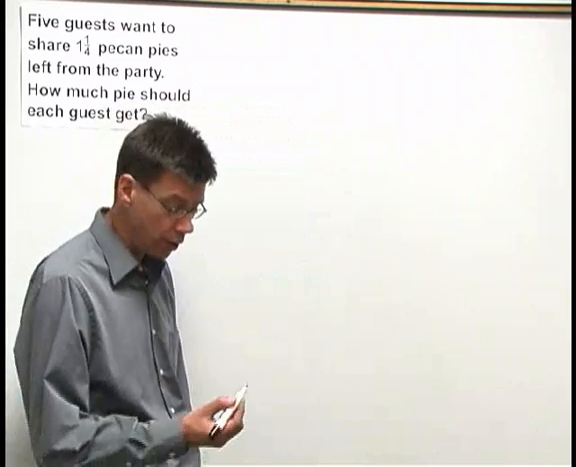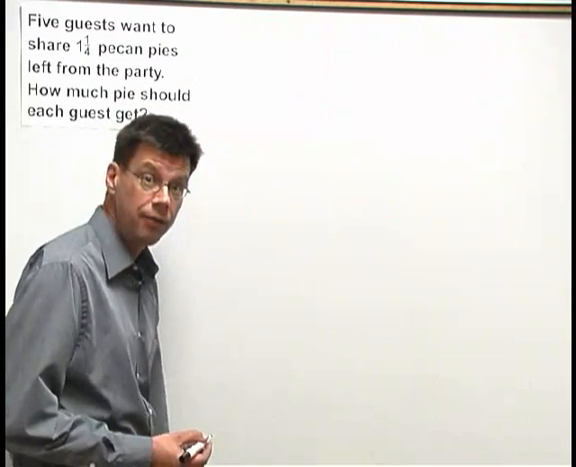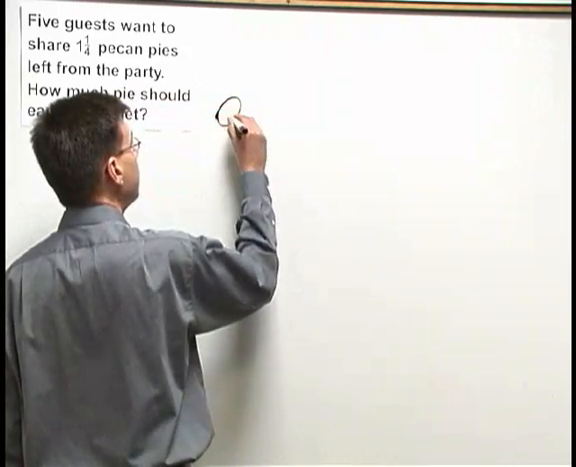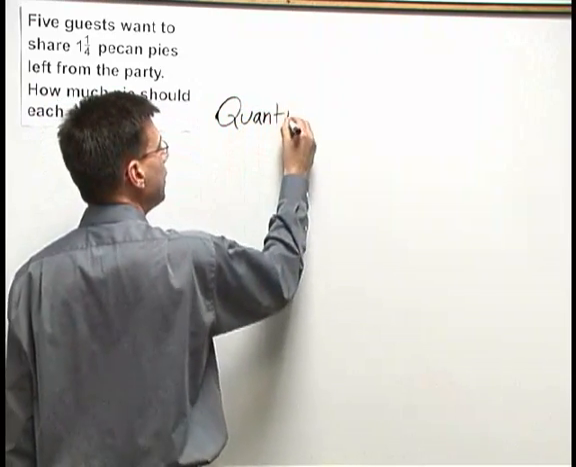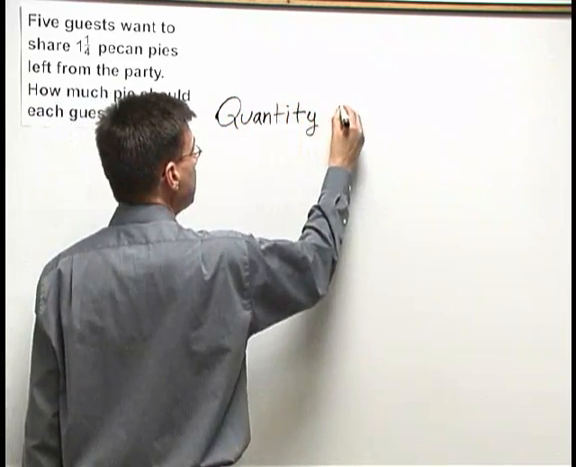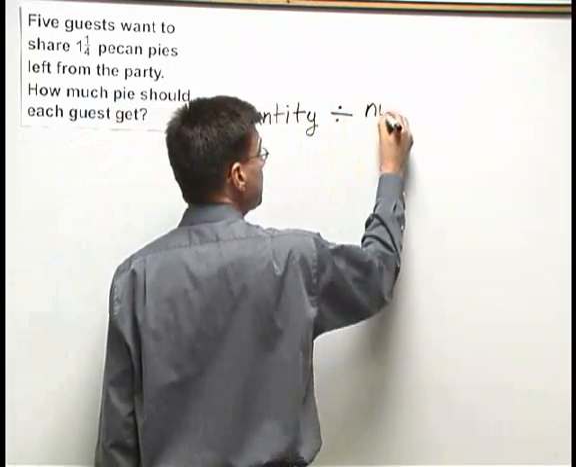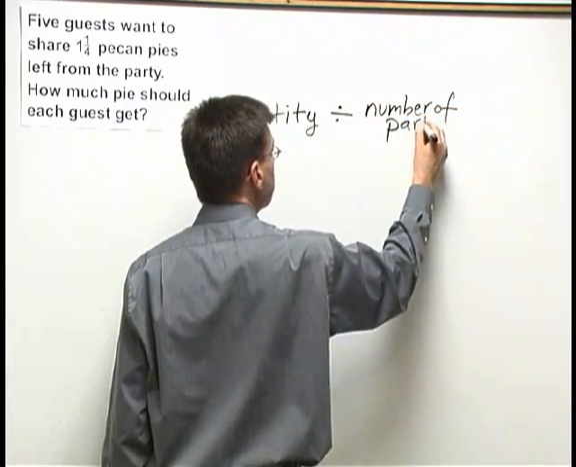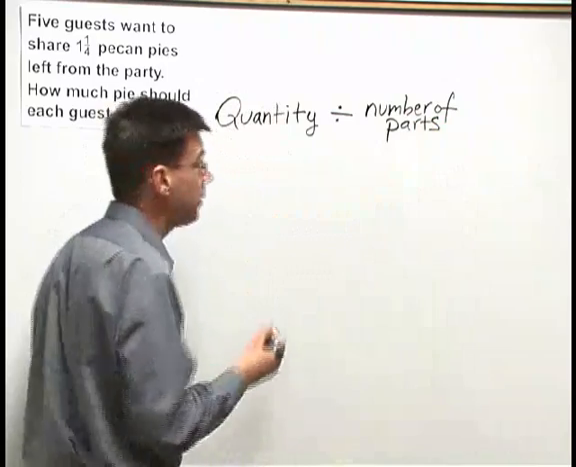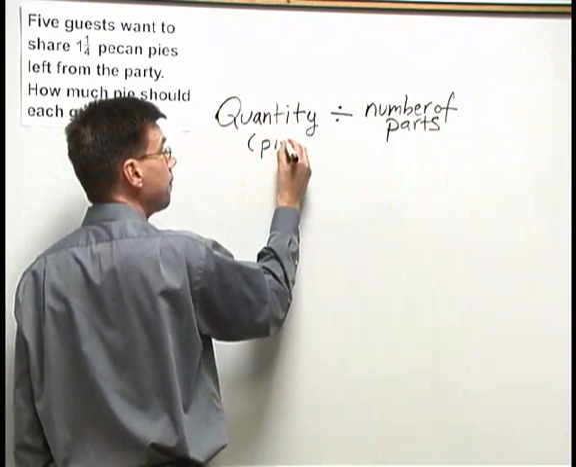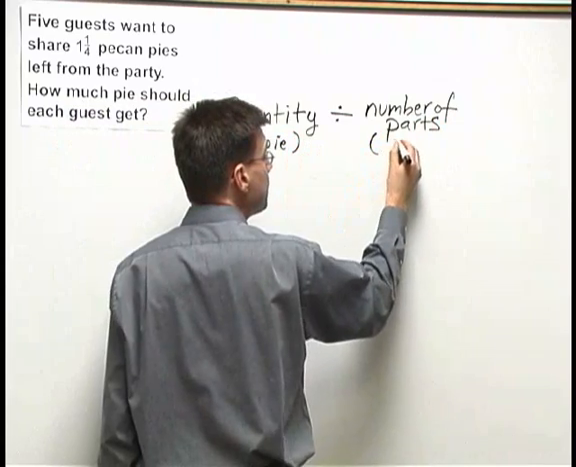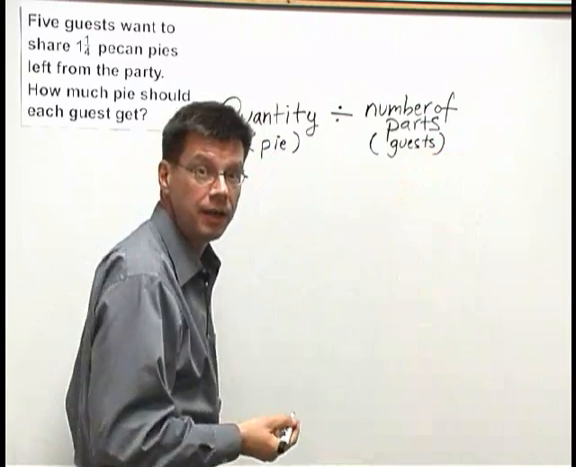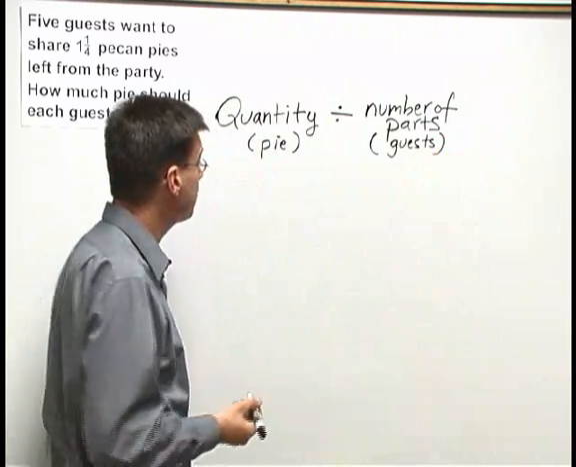This is a situation where we're taking a quantity and dividing it into a number of equal parts. So we want to take the quantity and divide by the number of parts. The quantity in this problem is the pie, and the number of parts is the same as the number of guests. Each part is like each plate that we had for each guest.